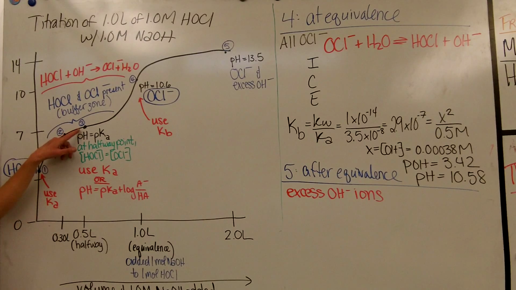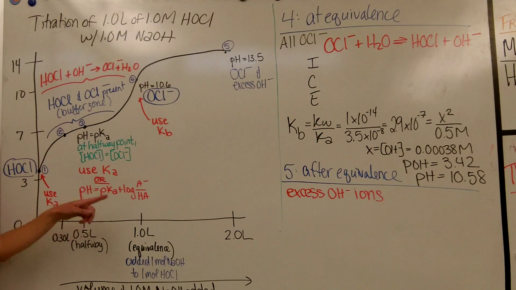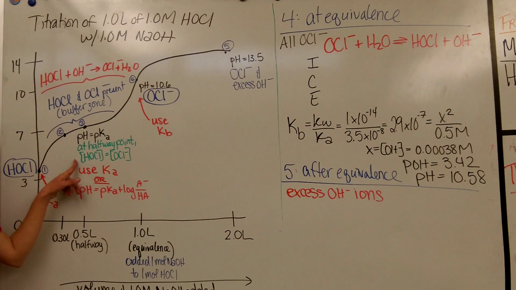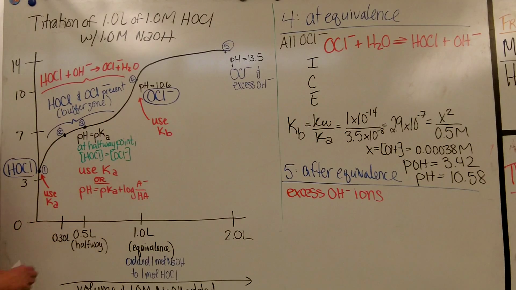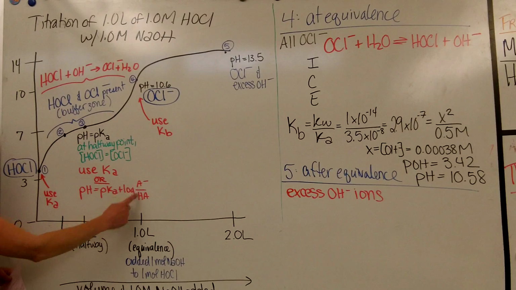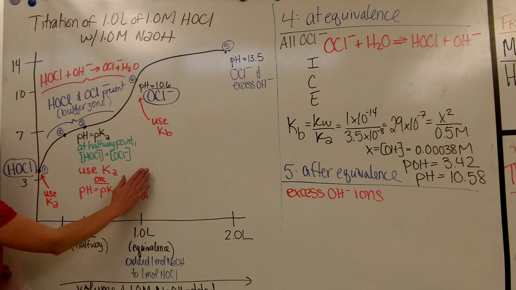The next point I want to talk about, point 3. This is if you're at the halfway point. So when you're exactly halfway to equivalence, what happens is, we started with 1 mole of your weak acid. At the halfway point, you only have half a mole of weak acid left. Half of it has been used up, and you've created half a mole of your conjugate base. So you'll notice our concentration of weak acid is equal to your concentration of the conjugate base at that halfway point. So if you look at this equation, if A minus equals HA, this value is 1, and the log of 1 is 0. So that means that at the halfway point, the pH equals the pKa.